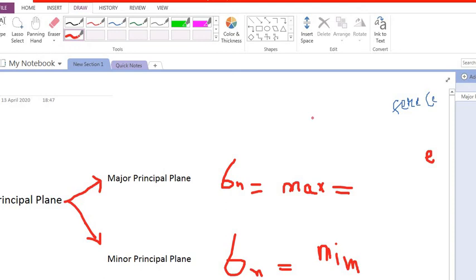Means at that plane when the normal stress is maximum, I will say that is the major principal plane, and when the normal stress is minimum, I will say minor principal plane, right? That is clear. Now one more term is there. On the major principal plane, the stress which is acting is called the major principal stress, right?